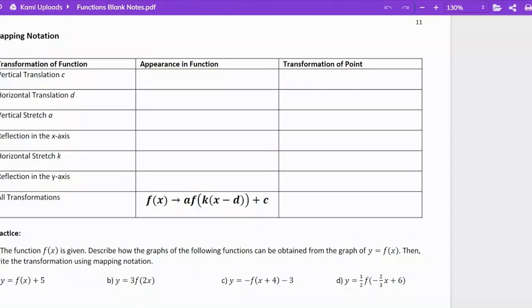You're not on page 12. You're on page 11. Okay.